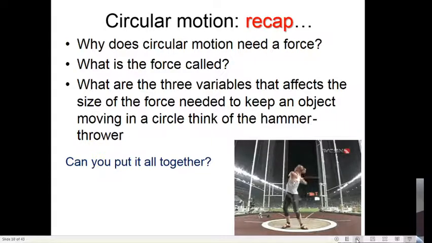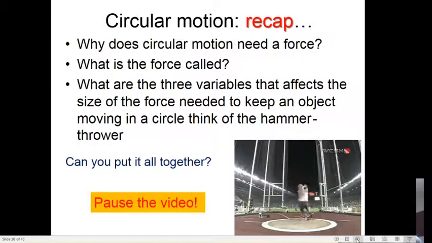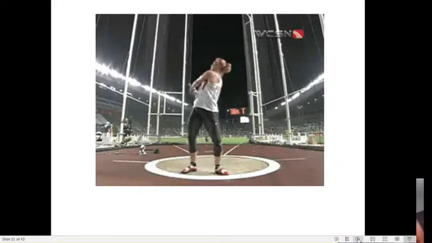Because she's basically twisting a hammer around, which is like a satellite in orbit, applying a force, and then she turns off the force and the thing flies off. So can we put that all together? Pause the video and see if you can jot down the answers to those bullet points. Okay, then we're ready. Here we go.